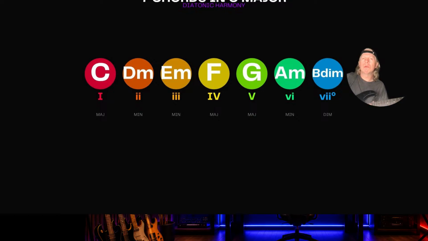So just remember 1, 4, 5 in any major key, those are always major chords. And then the 2, 3, 6, those are always minor chords, not just in the key of C major, in any key. And then diminished is always the seventh note, the last note there.